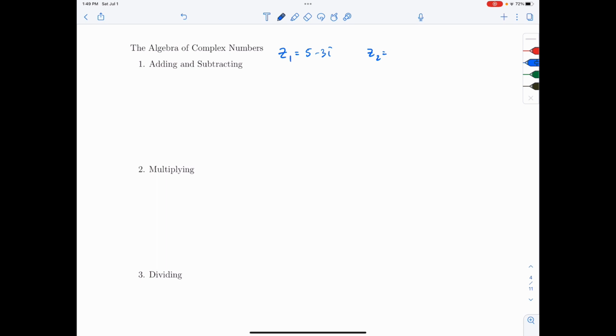z2 is 4 plus 2i. Okay, so if I wanted to add these two together, it's pretty straightforward. We're going to say z1 is 5 minus 3i, and then I'm going to add that to 4 plus 2i. And it's kind of like we're adding like terms. So the 5 and the 4 becomes 9. Negative 3i plus 2i is negative 1i. So that would be how we can add those.